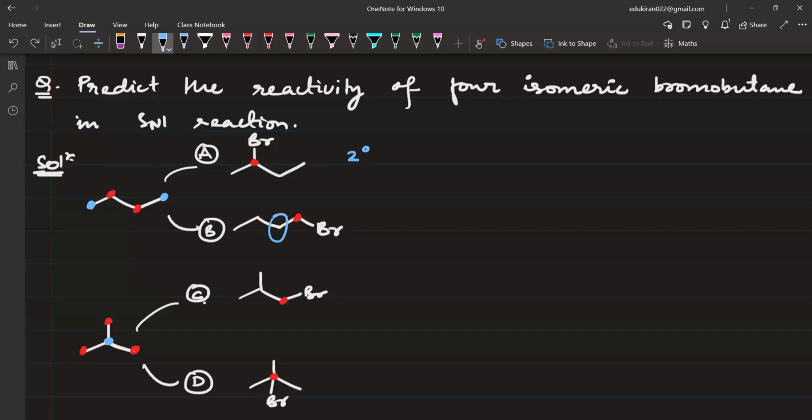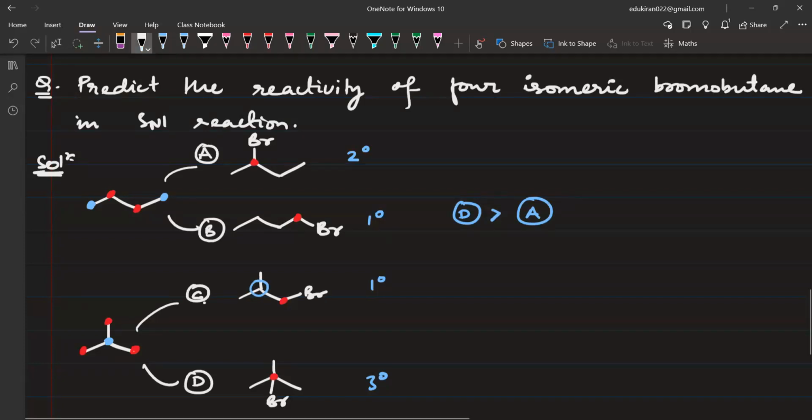This alpha carbon is attached to only one carbon atom directly. कितना हो गया? 1 degree. This carbon atom is attached to only one carbon atom, right? That is why it is going to be 1 degree. And this carbon atom here, it is attached to 1, 2, 3. It will be 3 degree. So if I just look at the degrees, then I can see that the D is most reactive, right? After that, we have 2 degree, which is the A structure. Then when I compare the B and C, both of them are 1 degree. But here you can see that here we have two CH3 groups very near.